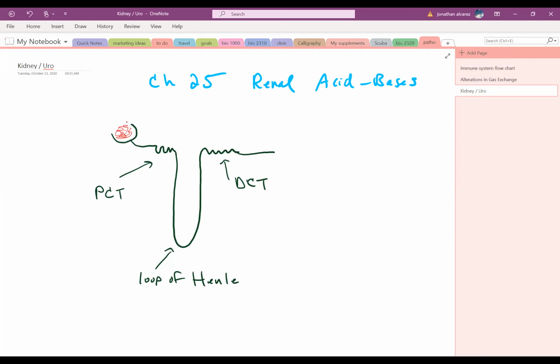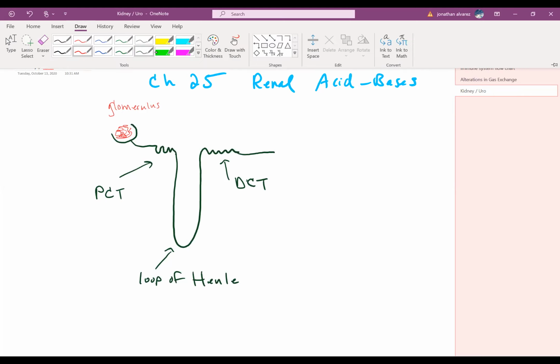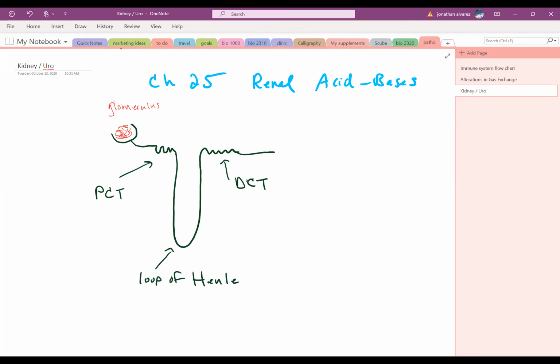Okay, and inside you've got those knot of capillaries, which is the glomerulus. Okay, so the proximal convoluted tubule gets its name because it is closer to Bowman's capsule and the glomerulus, and the distal is because it's farther away from.